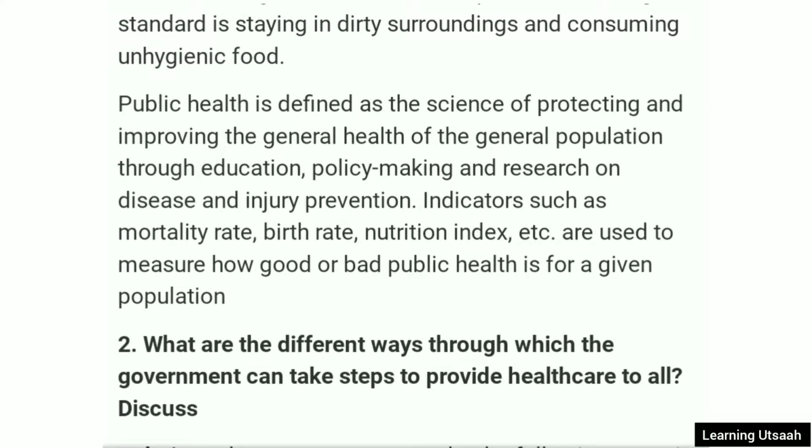Public health is defined as the science of protecting and improving the general health of the population through education, policy making and research on disease and injury prevention. Indicators such as mortality rate, birth rate, nutrition index, etc. are used to measure how good or bad public health is for a given population.